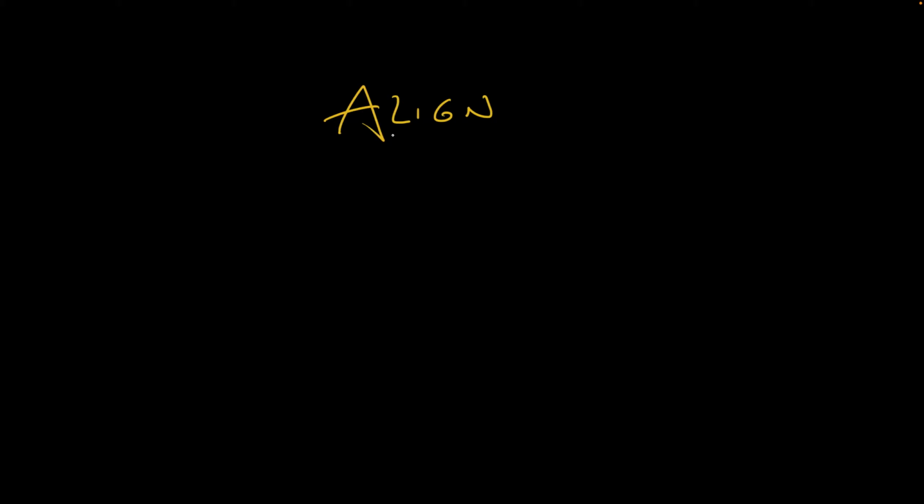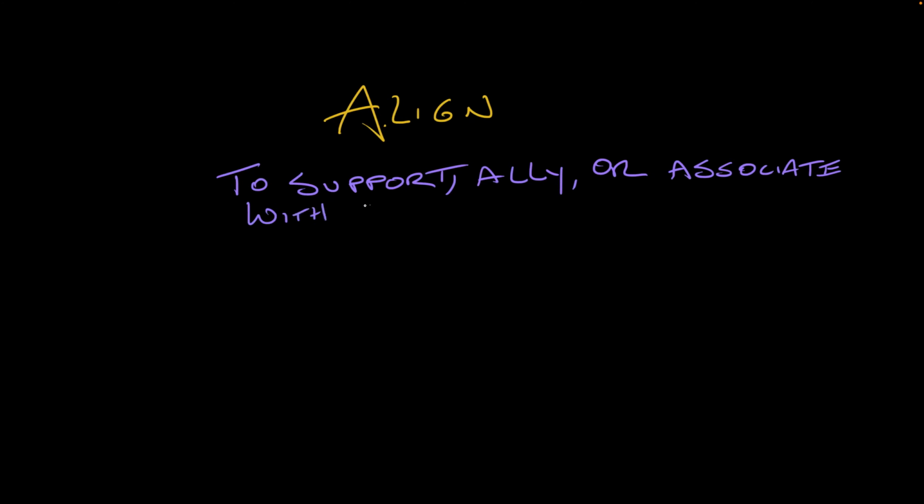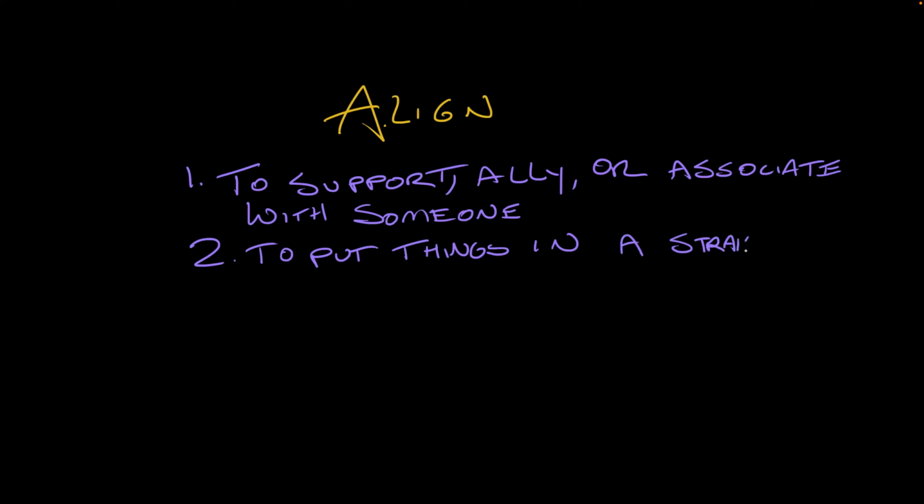Align. This word has two definitions. The first is to support, ally, or associate with someone. And the second definition is to put things in a straight line. That's its literal definition. It comes from the Latin lin, which means line. It's a very useful little word. And it is a verb.